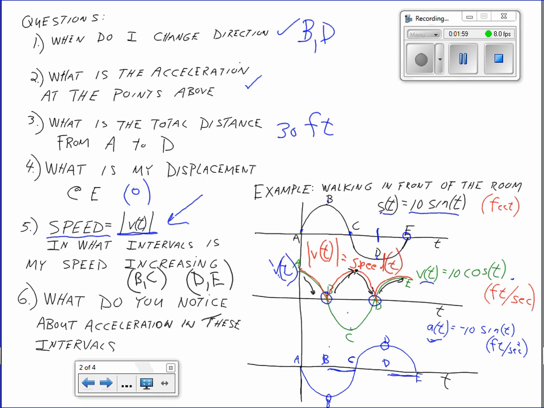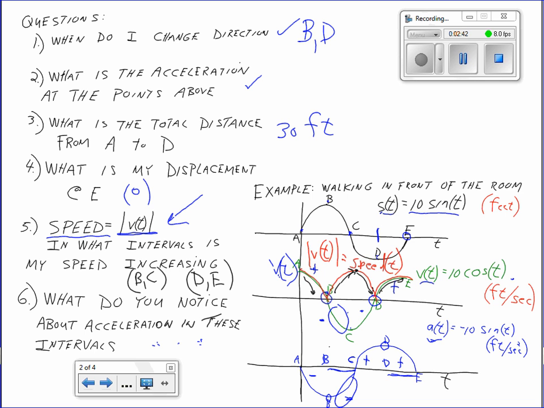Well, that's kind of a difficult question. Let me show you this, though. Notice right here, I'm talking about this problem. The velocity is negative, right? And the acceleration is negative. Notice here, in this case, the velocity is positive, and here the acceleration is negative. From C to D, the velocity is negative, acceleration is positive. But from D to E, the velocity is positive and the acceleration is positive.